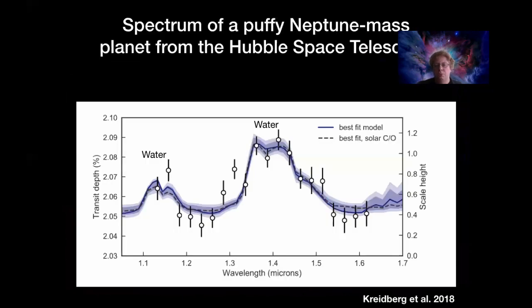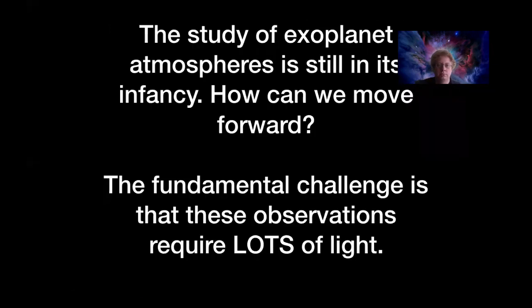If you do this measurement with something like the Hubble Space Telescope, you can get images or spectra that look like this. This is a spectrum of a puffy Neptune-mass planet from the Hubble Space Telescope. You can see there's a big bump at about 1.4 microns. This is the indication that there's water in the atmosphere of this planet. We were able to find that because the planet looks very slightly bigger to Hubble at those wavelengths.